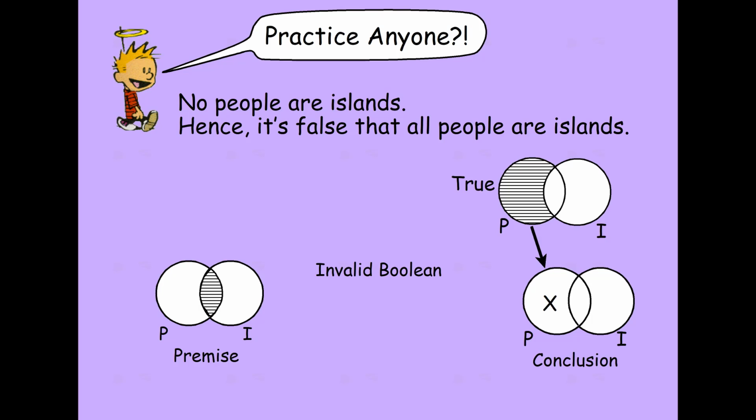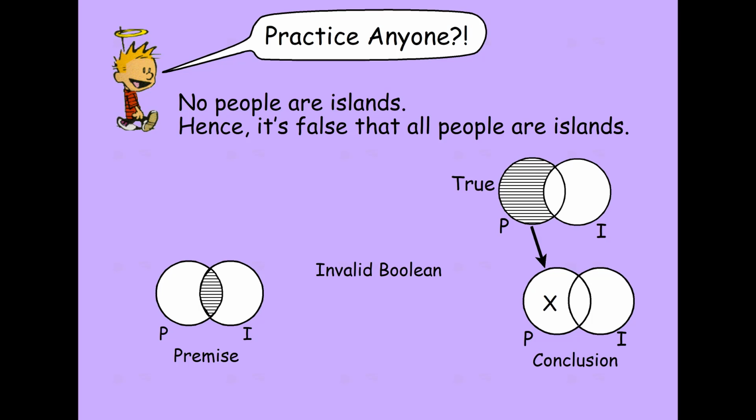So I go to my premise diagram. I look at that P circle. And I say, does it have a member? There are no X's in there. And so I say, okay, I've got to put an X in there. And I look and I say, okay, area three has to be empty. The only place I can put that X is area one.